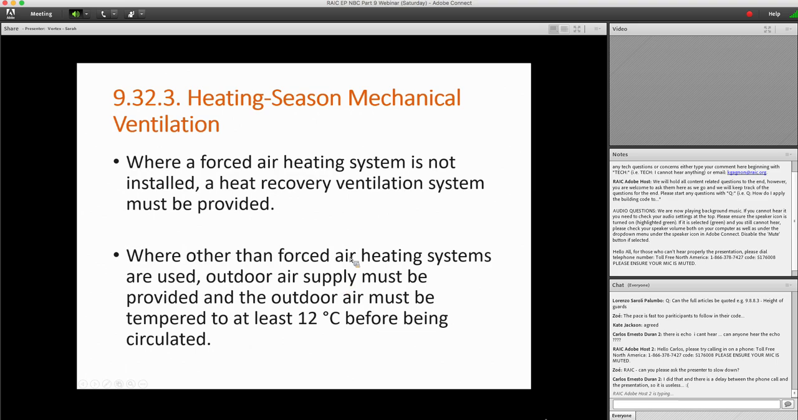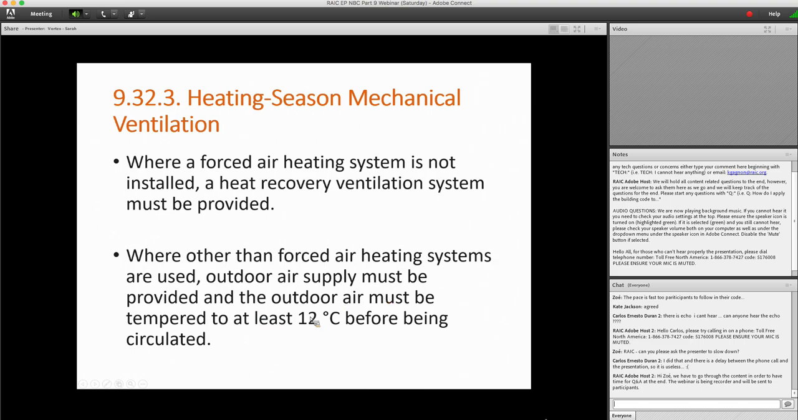When a forced air system is not installed, a heat recovery ventilation system must be provided to give these required ventilation rates. Where this HRV or heat recovery system is provided, the outdoor air supply must be tempered to at least 12 degrees Celsius before being circulated. So all this means is that if it's very cold outside, you cannot supply air to the space that's less than 12 degrees Celsius.